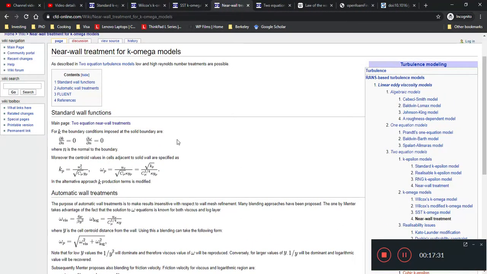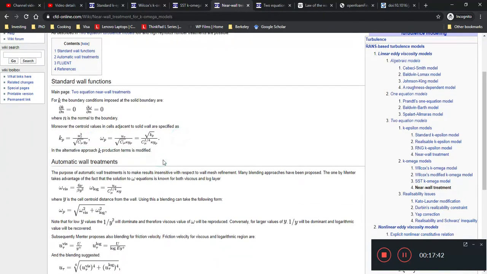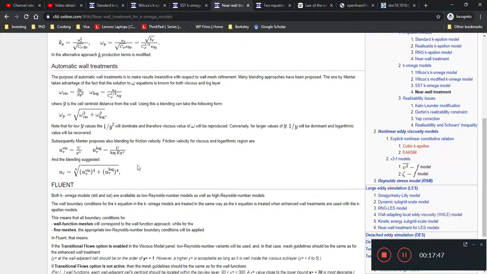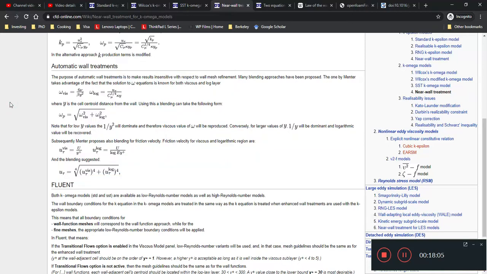The standard wall function is to have a zero gradient near the boundary, but that's not very helpful for us. We need something more concrete than that. So we have these automatic wall treatments here. Then you'll see how omega actually changes with y in the viscous sublayer, and the log law region as well. Then you also have this friction velocity, which will help you in finding this Kp.